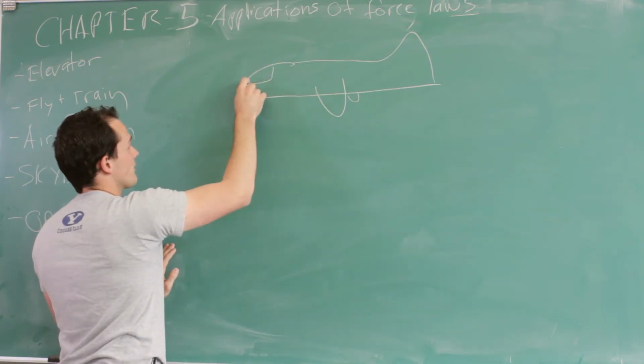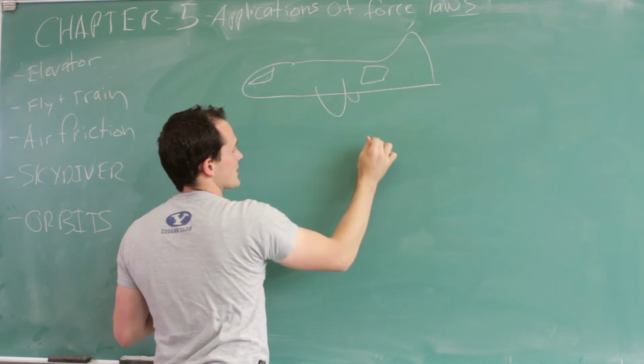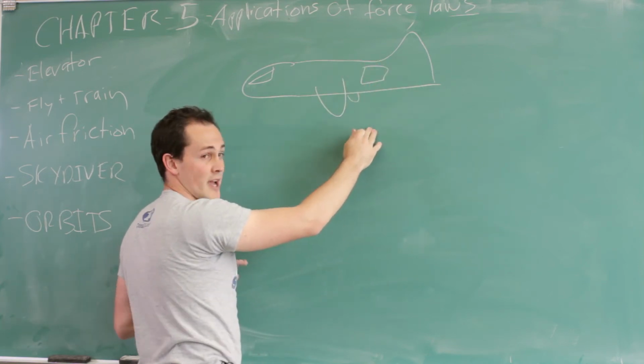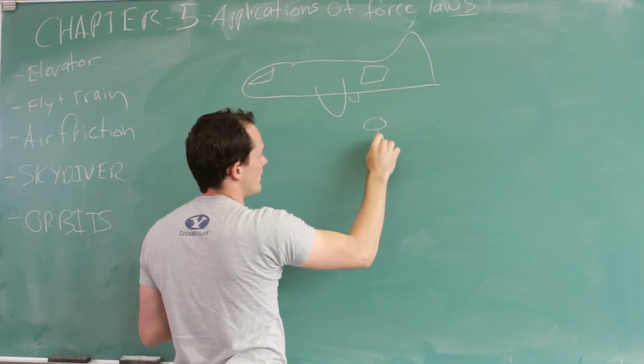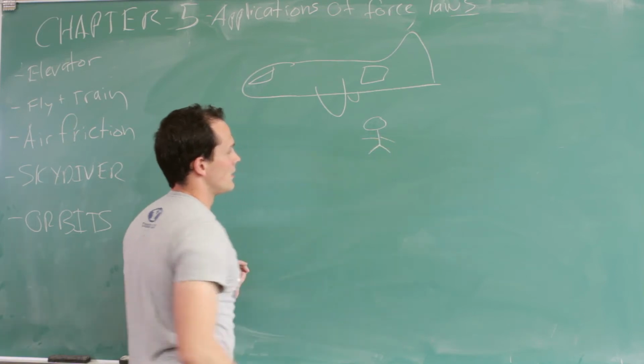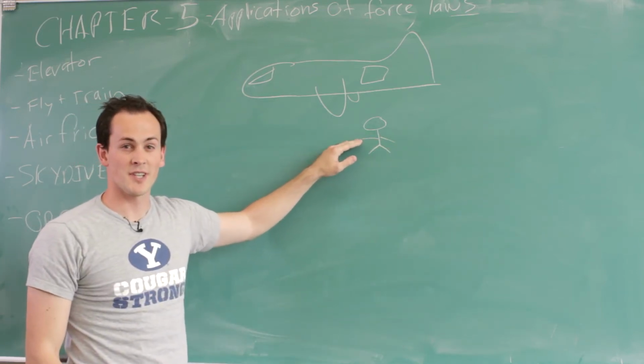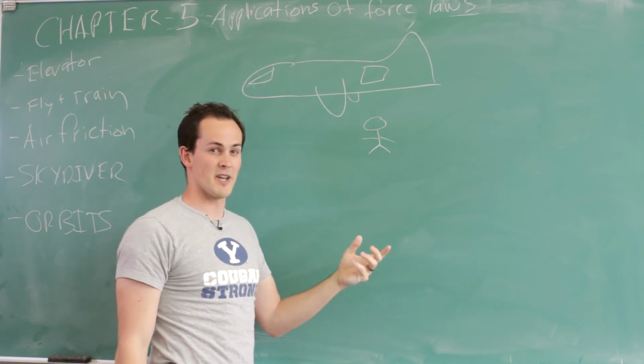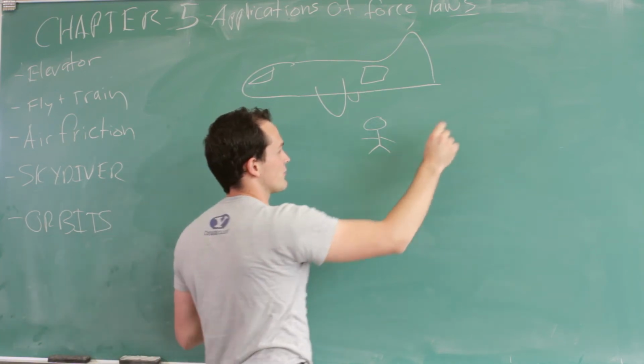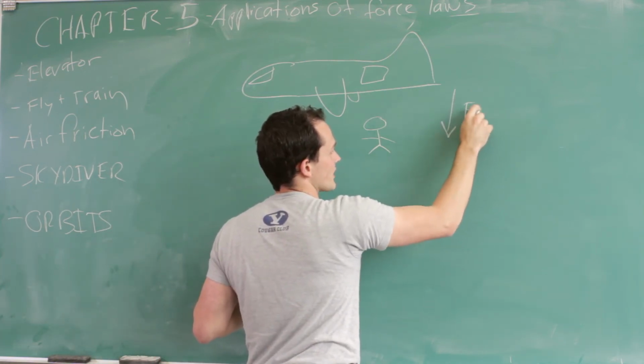So right here we have our airplane. We have a skydiver that has just jumped out of the airplane. This skydiver is going to continue to accelerate because there is a force acting on them. It is not balanced. It is an unbalanced force. The force is gravity.